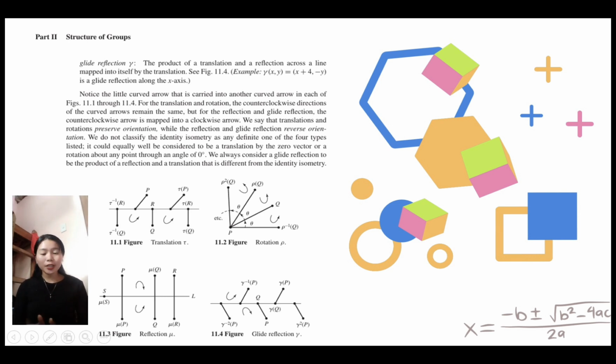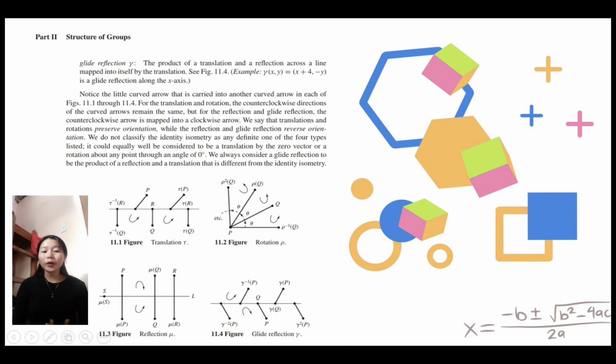So translation comes first. Reflection: flip it over a line producing a mirror image. So when you flip it, it becomes the mirror image, right? I discussed earlier about folding the bond paper in half. Rotation turns it around a fixed point by an angle.